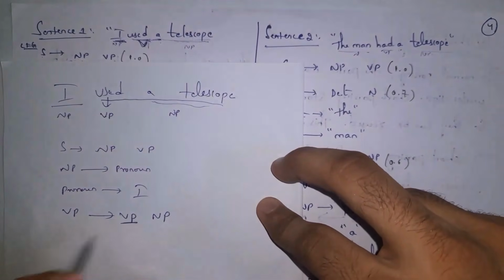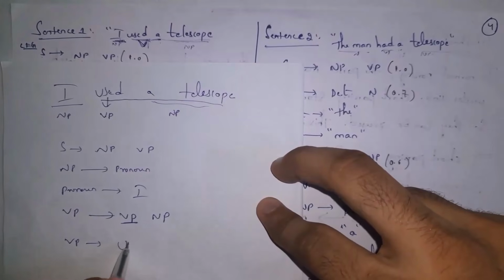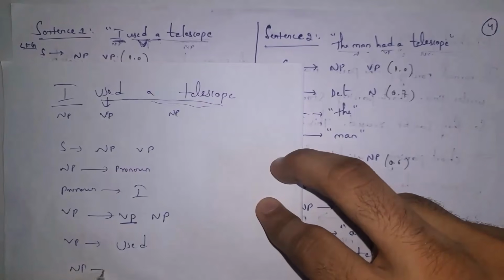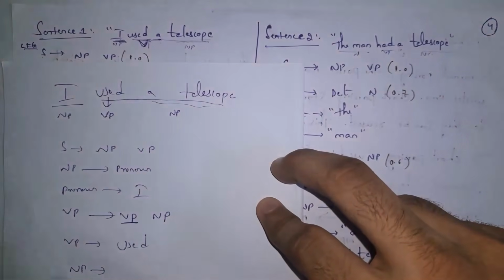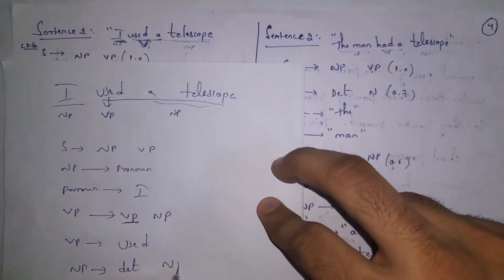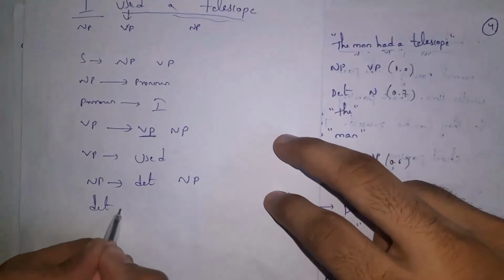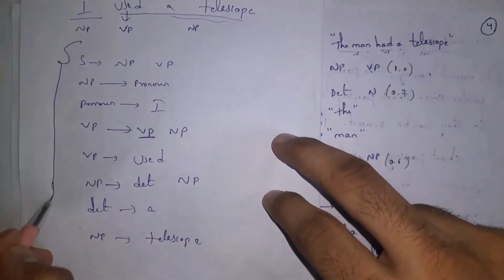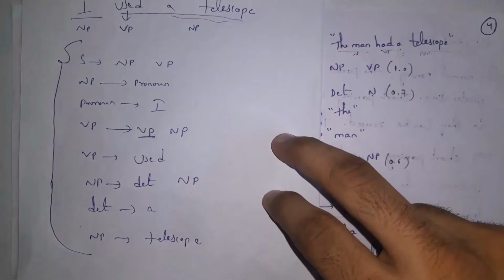So here verb phrase is used, and again noun phrase contains a telescope, where A is determinant (det) and telescope is noun. So determinant is A and noun phrase is telescope. At first our model will find grammar rules for each and every word in a sentence.